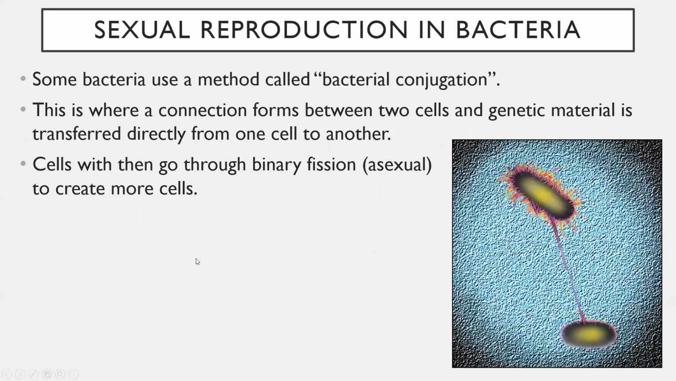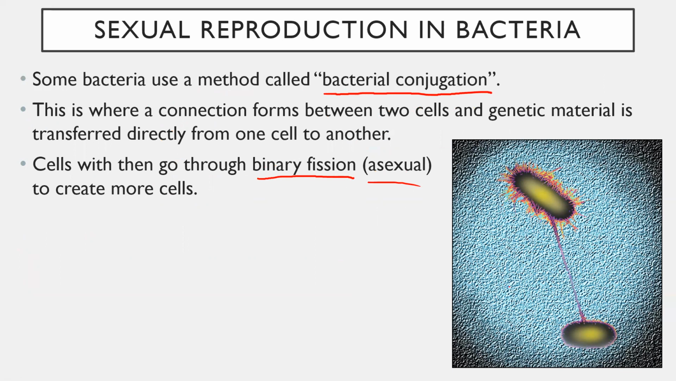Anyway, moving on. Now we'll talk quickly about bacteria as well. You might remember from last class that I said most bacteria reproduce asexually, but there are actual bacteria that can have sexual reproduction as well. Now, this method that they use is called bacterial conjugation. Basically, all it is is a connection forms between 2 bacteria, as you can see in this picture, and genetic material is transferred directly from one cell to the other. The cell that receives that genetic information will then go through binary fission, which we learned yesterday is a form of asexual reproduction, to create more cells. The only thing that's different here is that the cell that's now dividing has new genetic information.